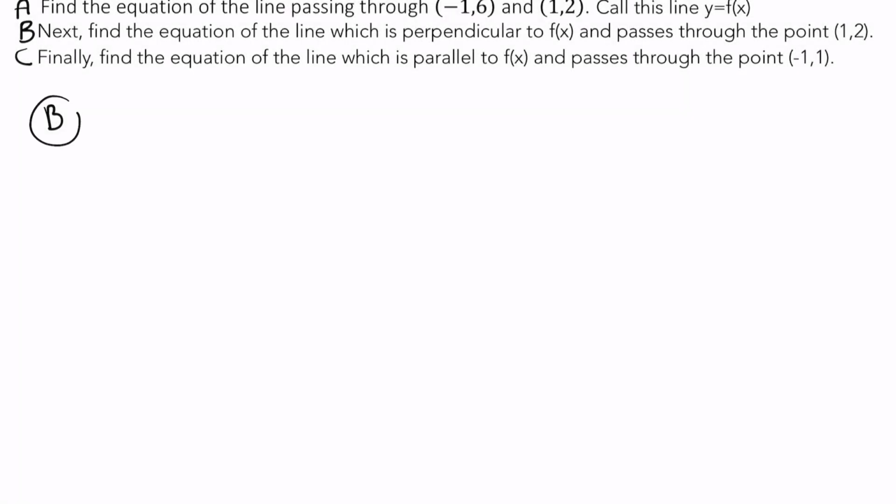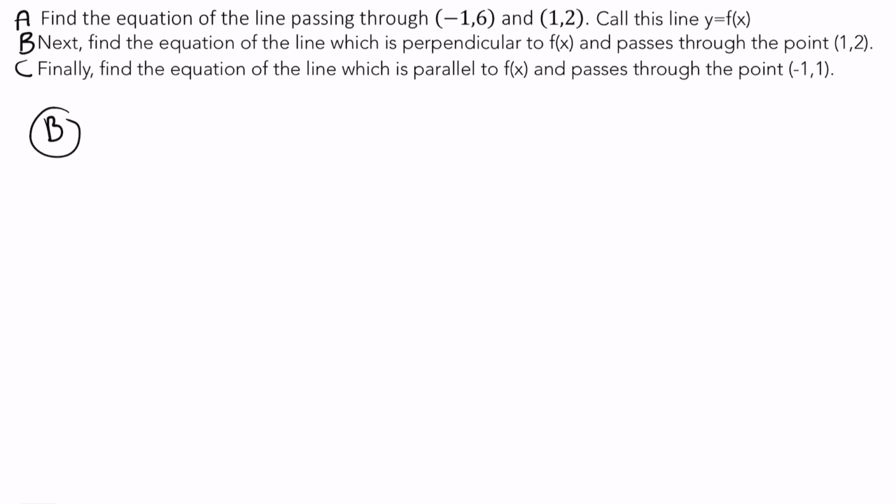Okay, so part B, we're going to find the equation of the line which is perpendicular to this function and passes through the point (1, 2). So let's review, let's recall. If two lines are perpendicular and one of them has a slope of m, what's the slope of its perpendicular line? Almost 1 over m, it's negative 1 over m. So let's write that down.